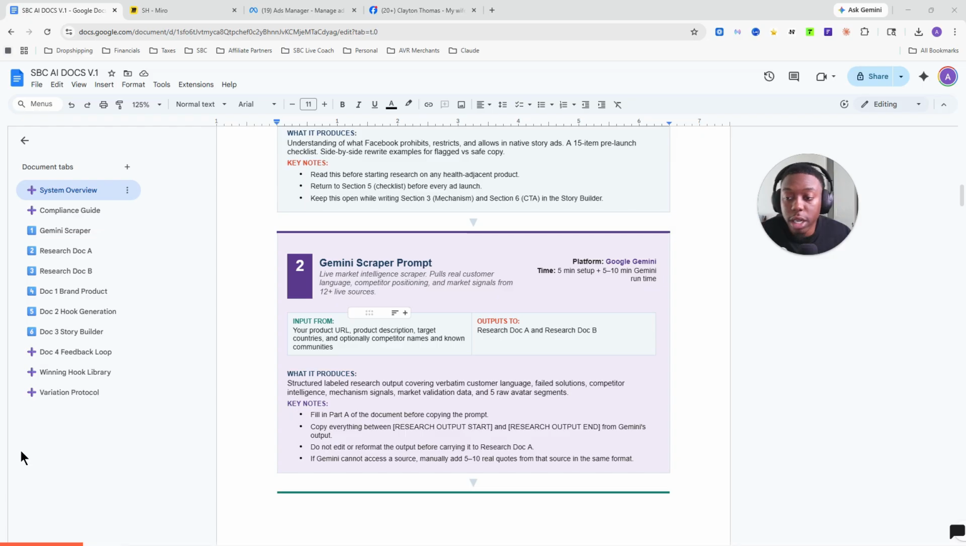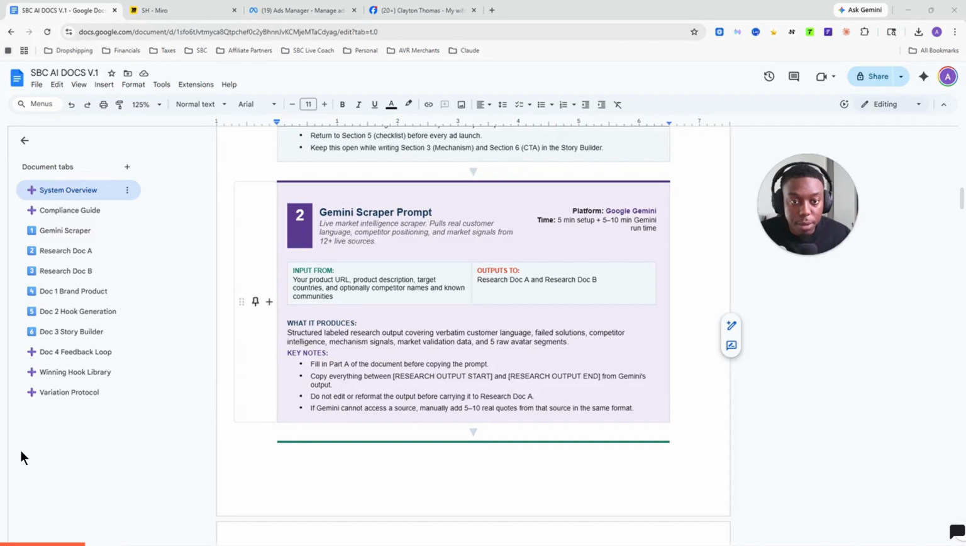The first actual thing you're going to need to do is the Gemini scraper prompt. This requires you to use Google Gemini to scrape Reddit forums, Facebook groups, and a whole bunch of other peer-reviewed articles and blog posts to get a good temperature check of your target audience. It's a live market intelligence scraper that pulls real customer language, competitor positioning, and market signals from 12 plus live sources. You'll see in the trainings later on, Google Gemini is really good at pulling information directly from blog posts, Reddit posts, Quora, Facebook. I've prompted it to do all that.